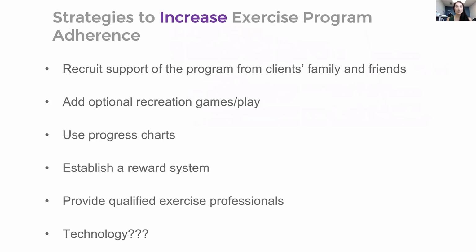Okay. Obviously, we can provide qualified exercise information, right? So the more qualified we are and the more education we have, the more likely they're going to stay with us. So that's really great. And then I want you to stop and think about technology, because a lot of people say that might be a strategy to help people stay with their exercise program, but I'm curious what you all think. So right now I'm going to pause, write down some reasons or reasons not of why you think technology can help with exercise program adherence. And then our next video will kind of pick up right with that.